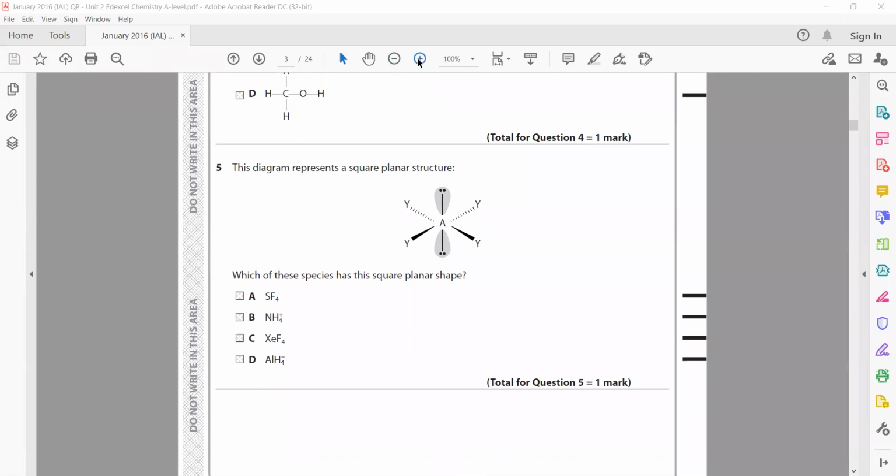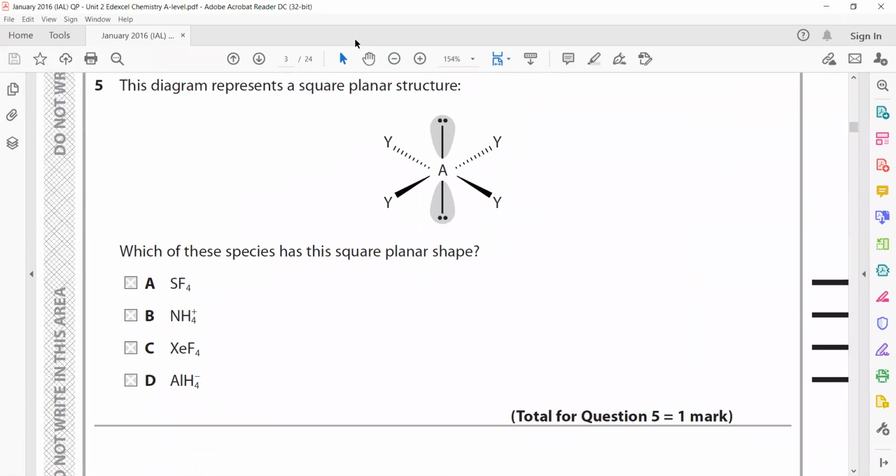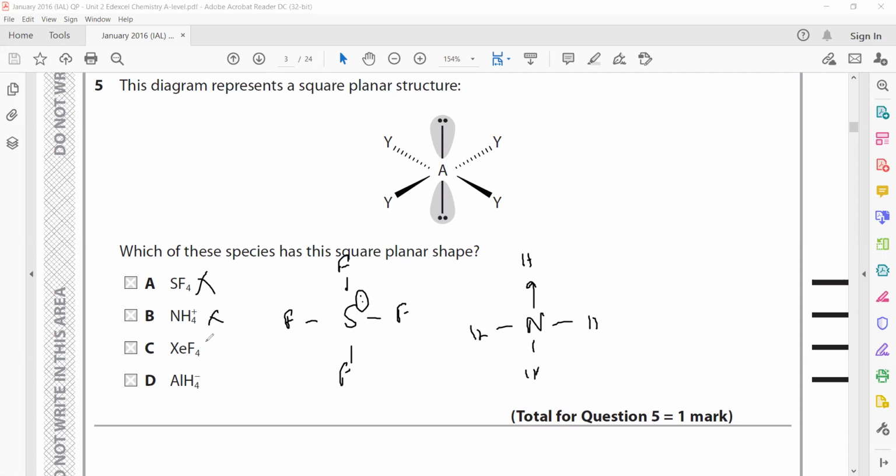Which diagram represents the square planar structure? As you can see clearly here, we have 4 bond pairs and 2 lone pairs. When we draw SF4, sulfur belongs to group 6, so it is sharing 4, so there will be 1 lone pair: 4 bond pairs, 1 lone pair. So this cannot be SF4. In NH4+, one of the bonds is dative, so all 4 bond pairs are there. There is no lone pair, so it cannot be NH4+.